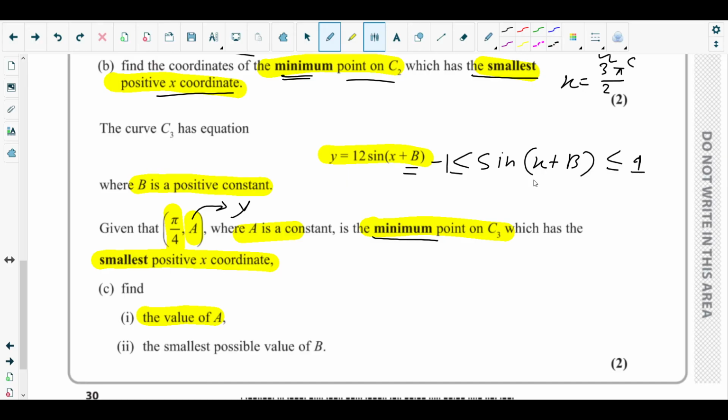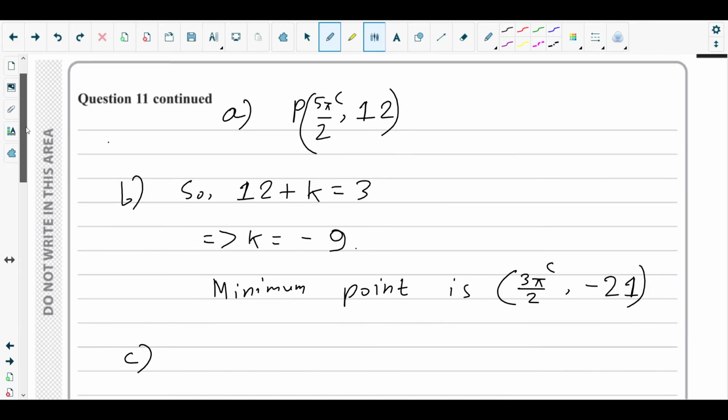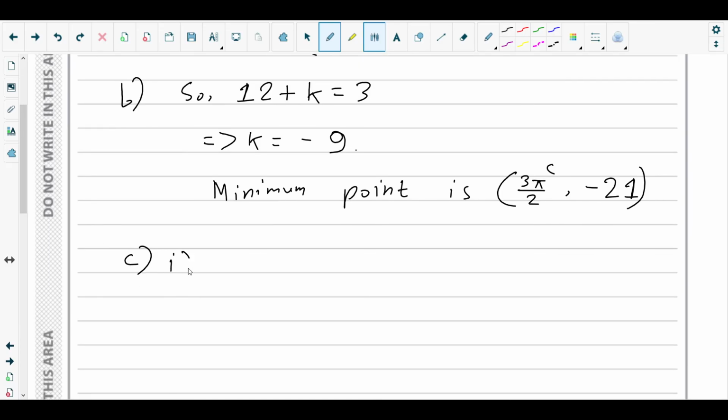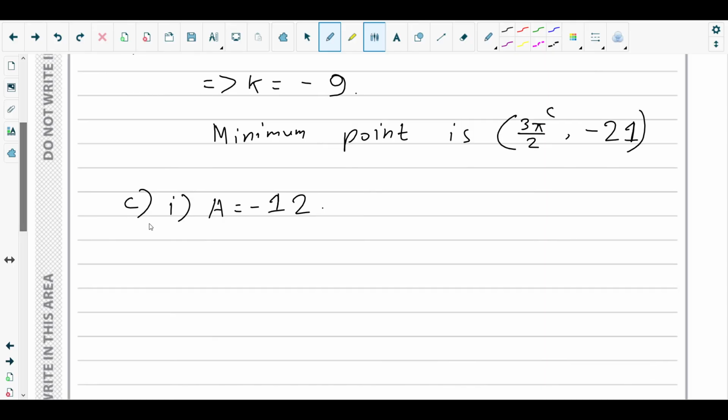So since C3 has the minimum point, it should be minimum, right? Sine of x plus b should be negative 1, right? So if sine of x plus b is negative 1, then what would be the y value? Which is negative 12. So the value of a is negative 12. Done. Okay, we got the value of a.